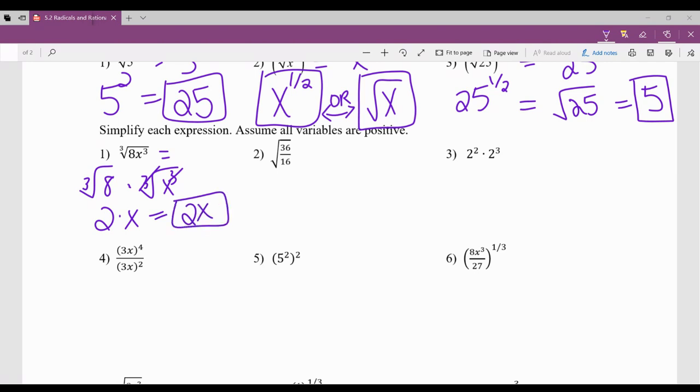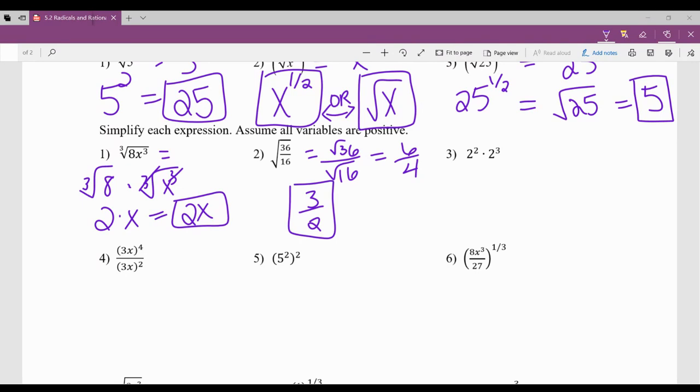All right, so number 2, the same idea, except this time we've got two things inside the radical that are being divided. So first of all, can I do the square root of the top over the square root of the bottom? Yep, I know the square root of 36 is 6 over the square root of 16 is 4. So 6 over 4 reduces to 3 over 2.